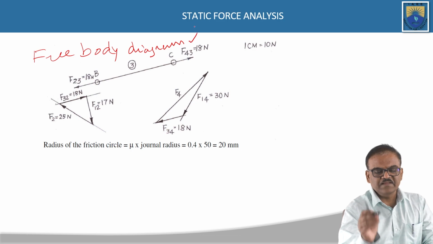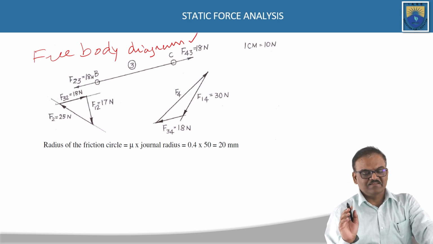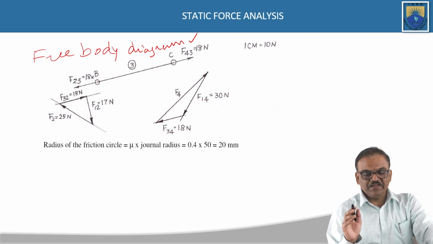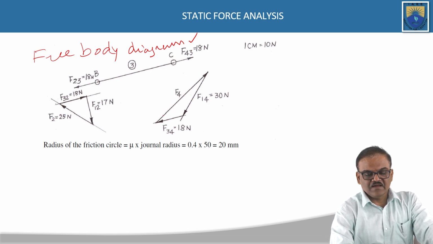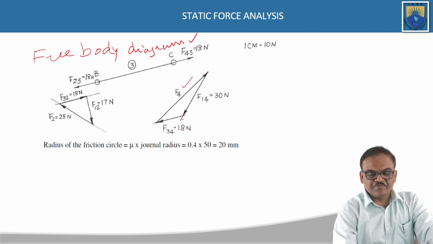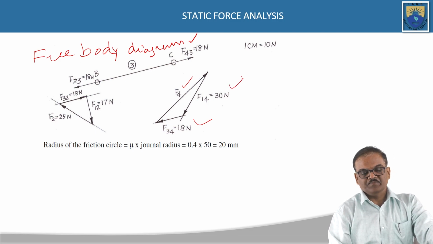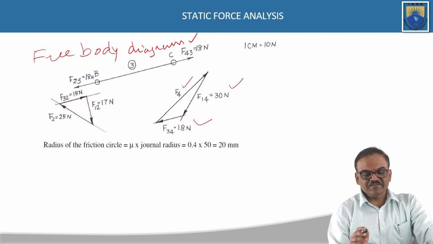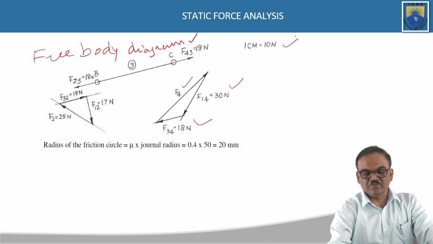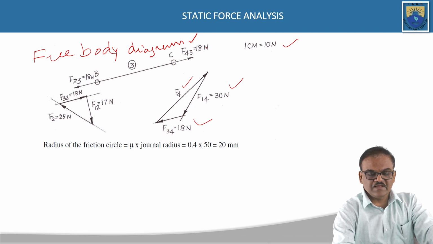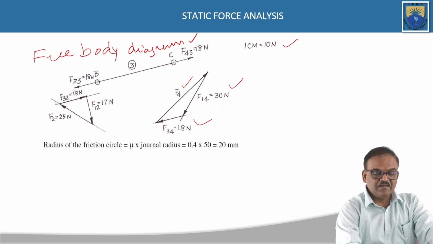Diagrams first, for all the links. Here we understand that F4 is known, F34 direction is obtained, and F14 is required. From the given scale, 1 cm is equal to 10 newtons, we have obtained F34 equal to 18 newtons, F43 and F23. Then F32 is 18 newtons, opposite to that.